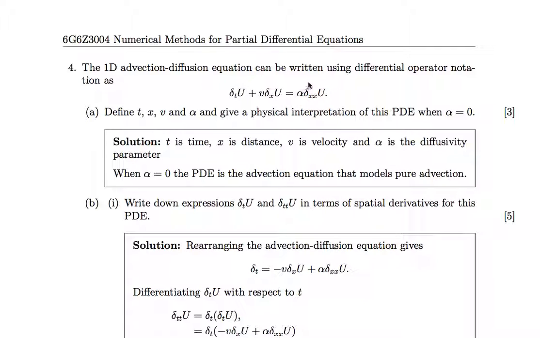So when alpha is equal to 0, this right hand side is equal to 0, and we have the advection equation, which is well known.